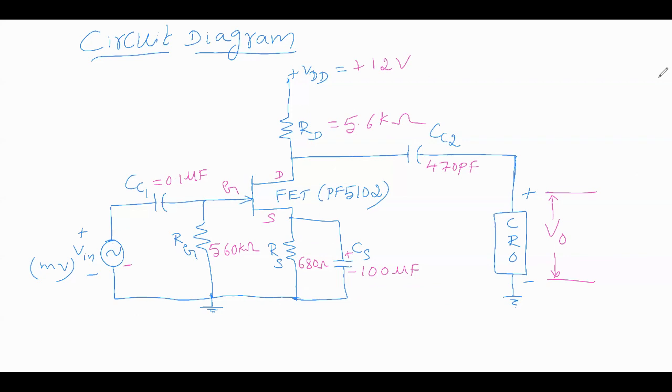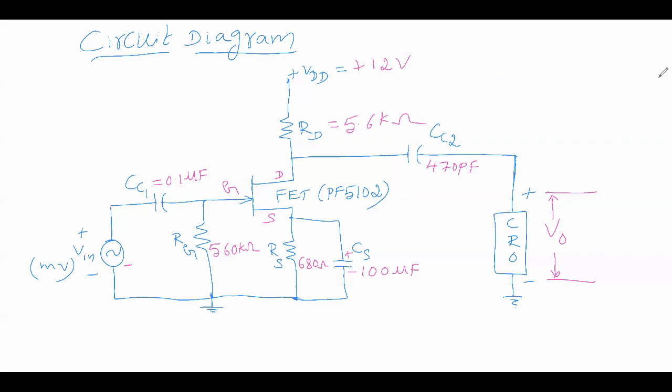And then CC2 allows only the AC signal, because we want the output in terms of the amplified version of the AC signal. Since the FET is biased with a DC voltage, there will be some DC component at the output of the FET amplifier. If CC2 is not used, the output will be AC as well as DC. We should get only the AC component. Therefore, the DC is blocked by the coupling capacitor CC2.